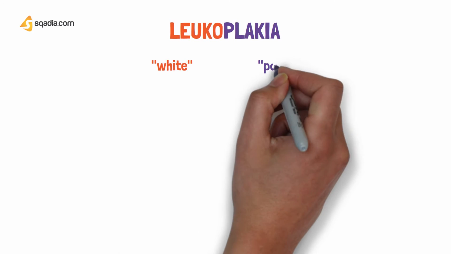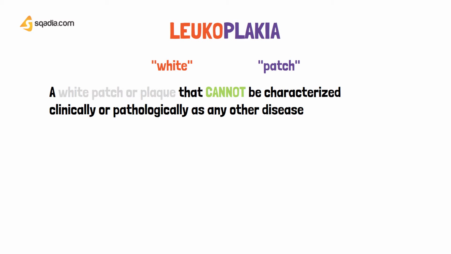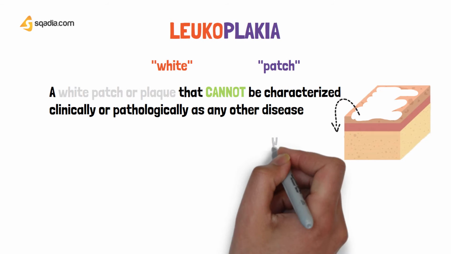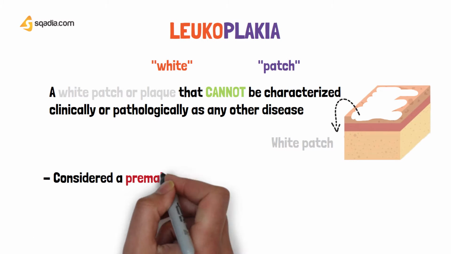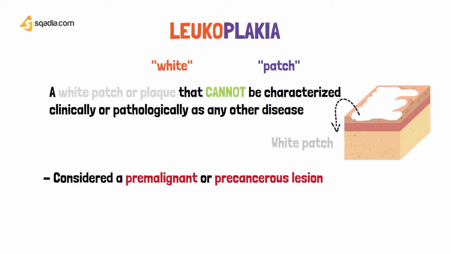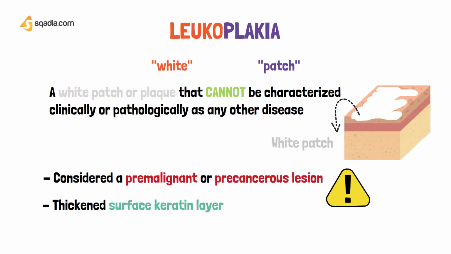So, leuko means white and plakia means patch. So, leukoplakia is a white patch or plaque which cannot be characterized clinically or pathologically as any other disease. There will be a white patch on the surface of the epithelium, as we can see. It is considered a premalignant or a precancerous lesion. It has thickened surface keratin layer.